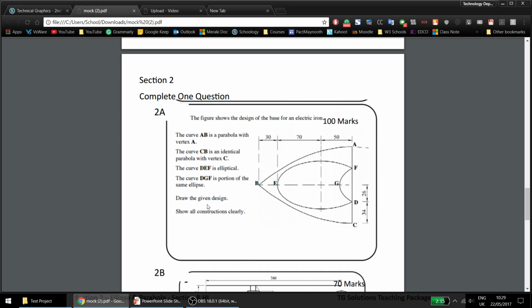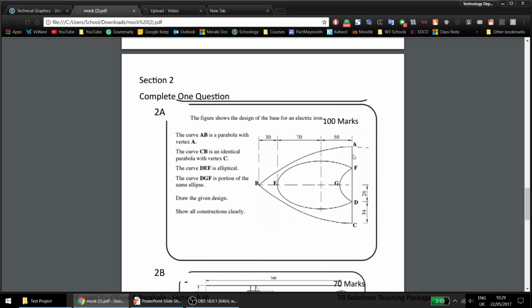Draw the given design, show all constructions clearly. Okay, so let's have a look at this diagram. The first thing we're going to start off with is this parabola here. So it's A, B and C, right? So 50, 70, 30, meaning it's a 150 rectangle. 150 times 26 plus 34 is 60. Okay, so 150 times 60 parabola, and make sure the vertex is at A.